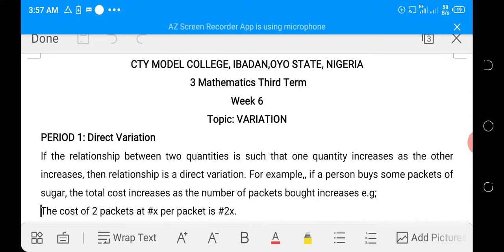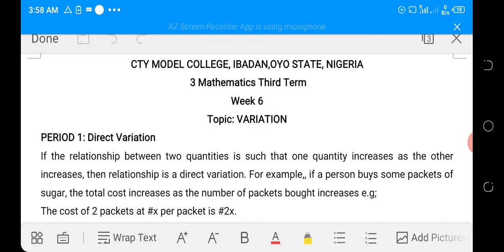As I said earlier, the topic of discussion for this week is variation. There are different types of variation. We have direct variation, inverse variation, joint variation, and partial variation. And we shall look at all the types of variation one after the other. For the first period of this week, we are looking at direct variation.